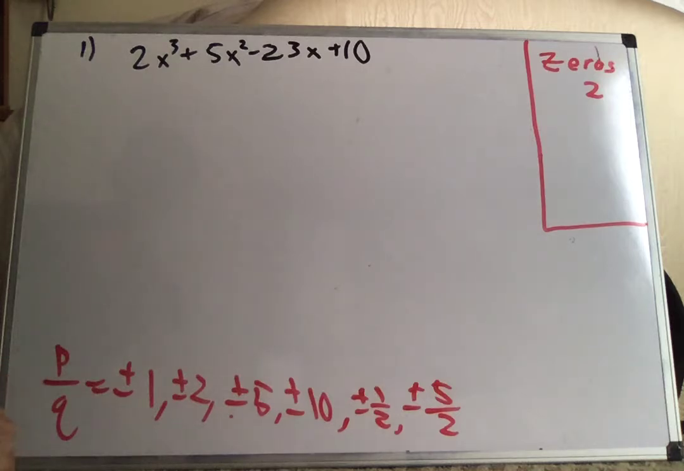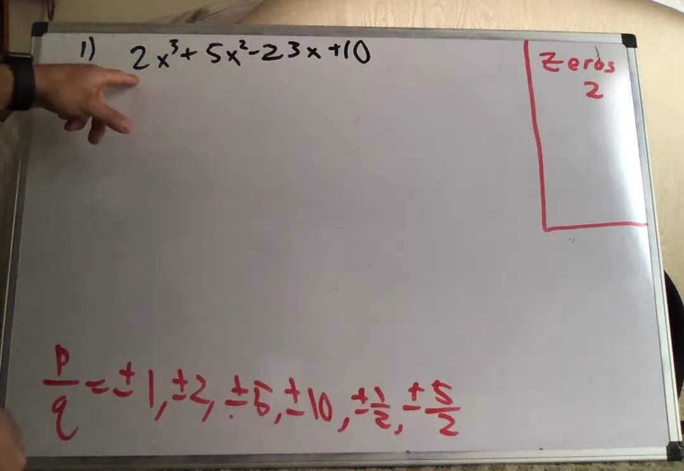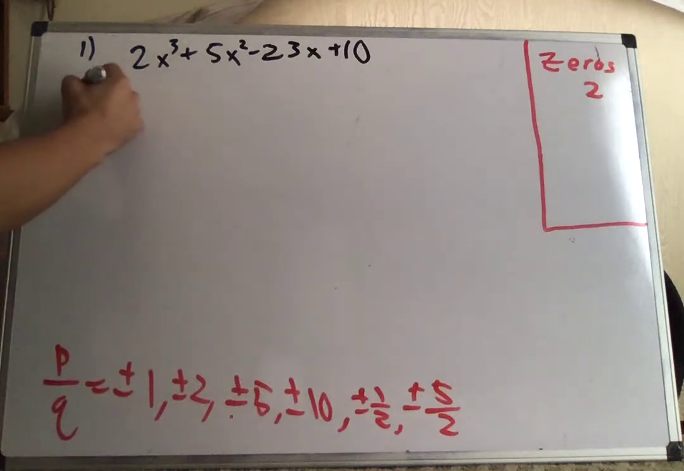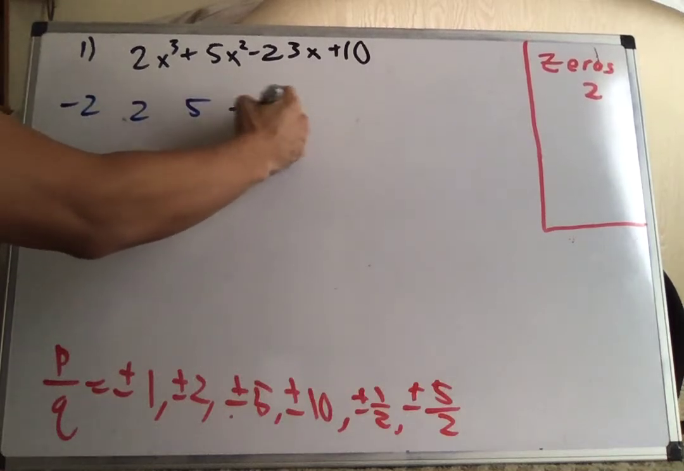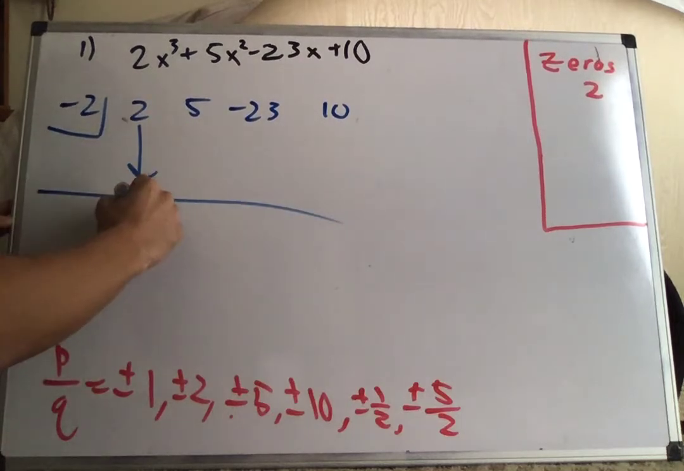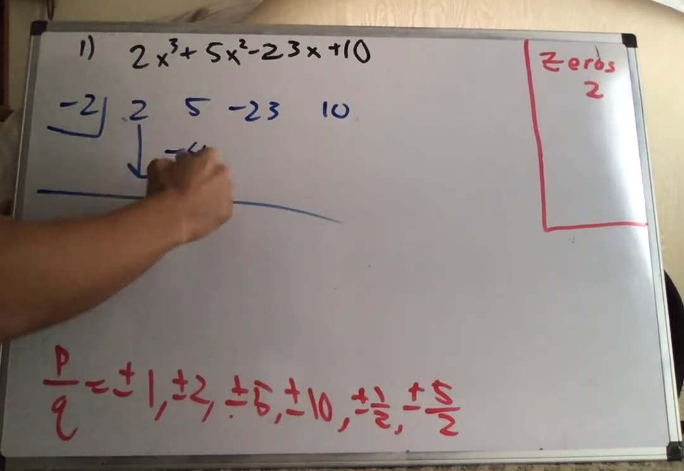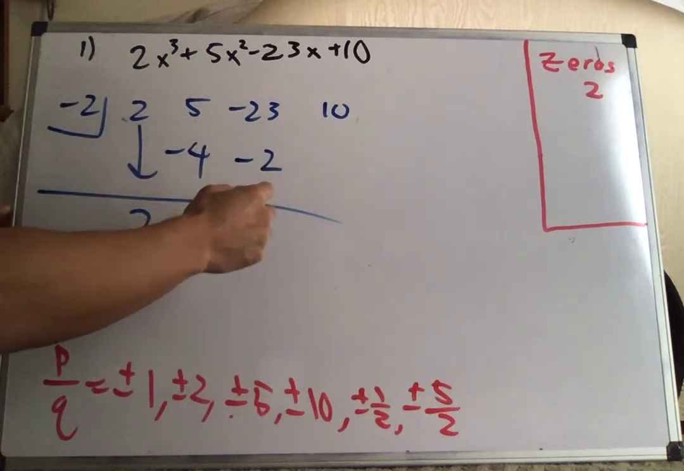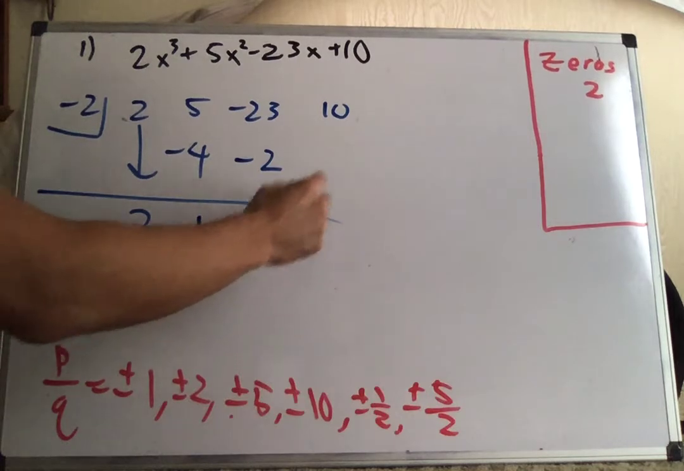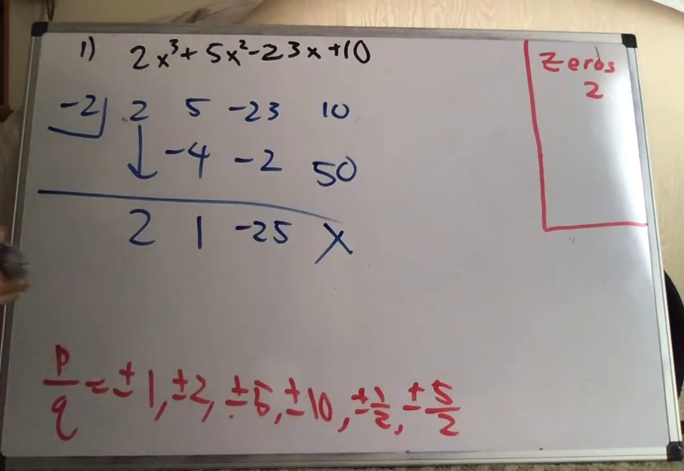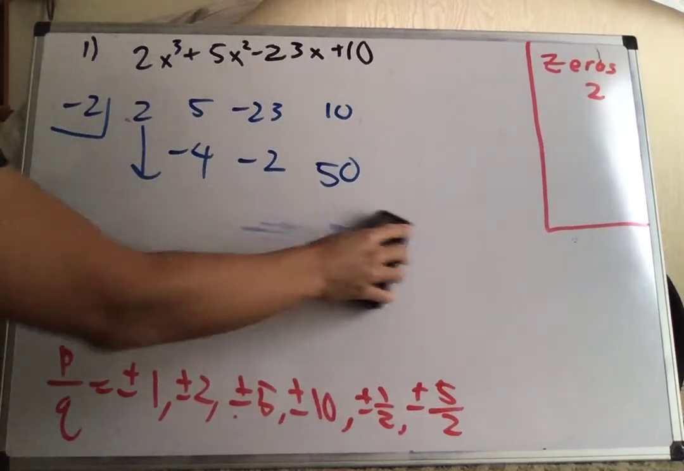Let's try negative 2. And I don't know, we're just going to try stuff. Negative 2 times 2 is negative 4, and that's 1. That's negative 2. That's going to be negative 25. That's going to be positive 50. So, no, way off. That's definitely not 0. Okay, so moving on.